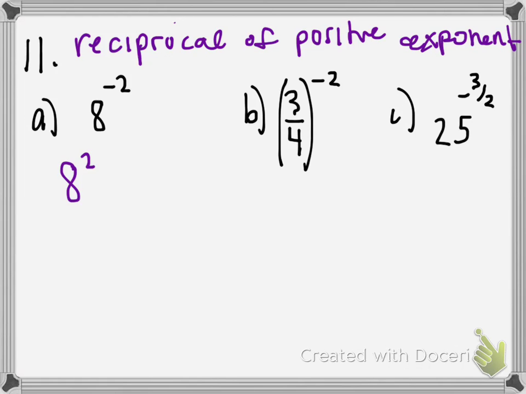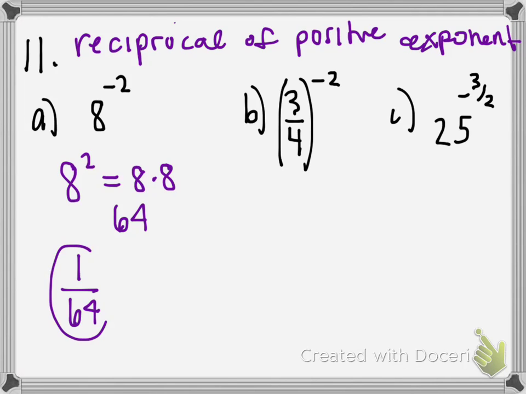Alright, so ignoring the negative, 8 squared, if I expand, would be 8 times 8, which is 64. And because it was a negative exponent, I just take 64 and find the reciprocal of that. So that would be 1 over 64. You're just interchanging the numerator and denominator. So if you had to make 64 a fraction, you would put a 1 under it, and then you would flip the fraction to be 1 over 64.